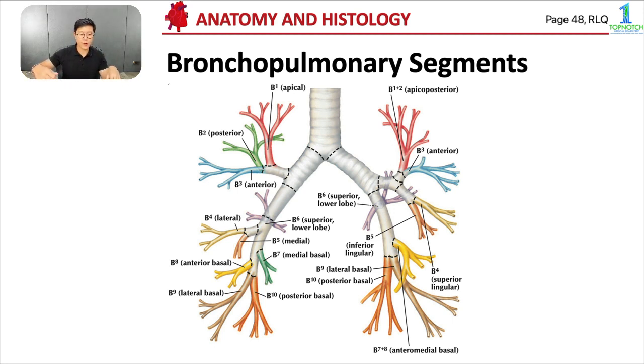So, sa right, you have your superior, yung thumb, nakaturo pa likod, superior. Then, you have the 4 fingers na naka-arrange na lang. Anterior basal, medial basal, lateral basal, and posterior basal. Tapos sa left, you have your superior, lateral basal, posterior basal, anteromedial basal. So, usually combined si anteromedial.